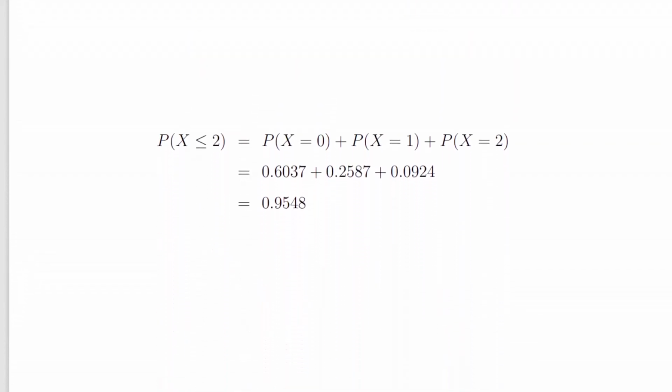The question asks us to find the probability that x is less than or equal to 2. Essentially, add up all of those numbers together, our three calculations, and we get 0.9548. That's the answer we're looking for.